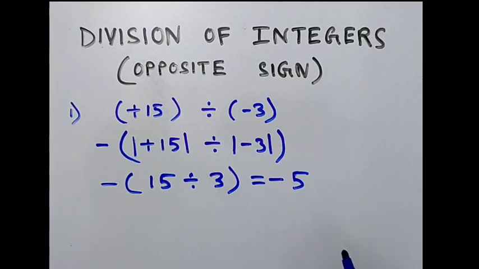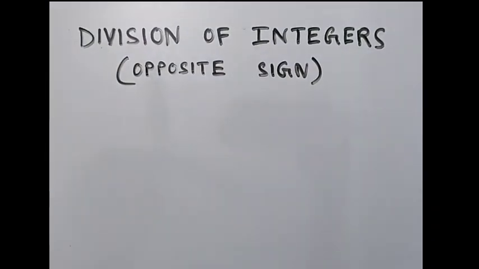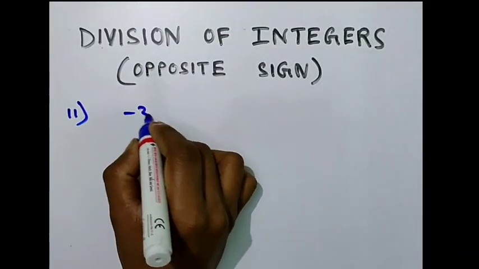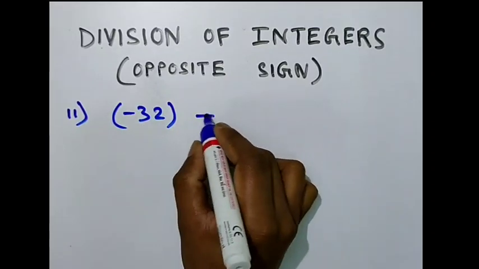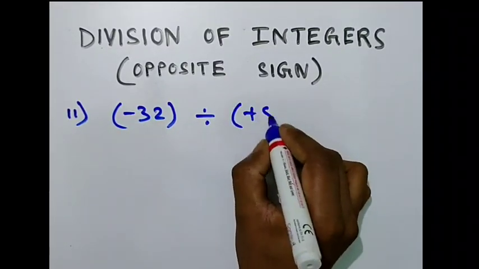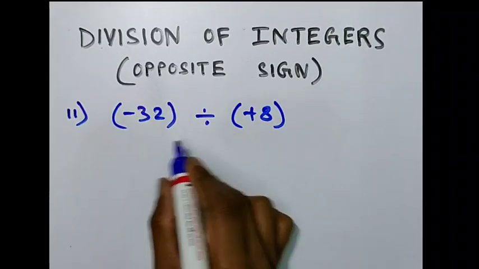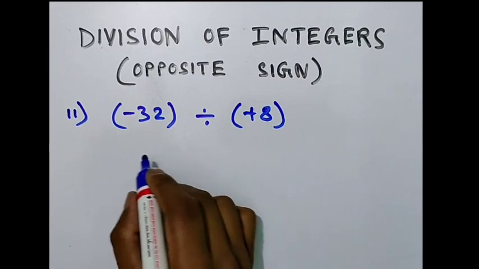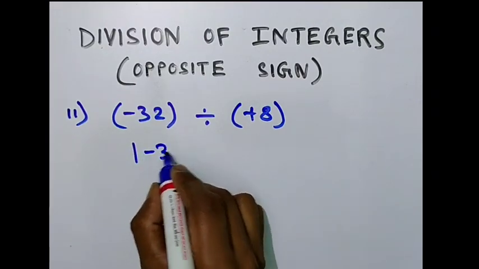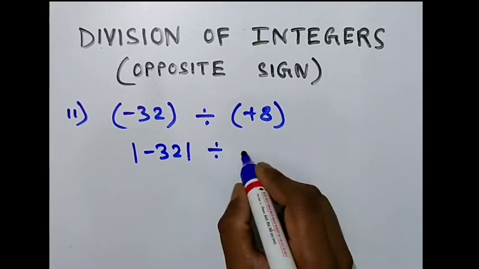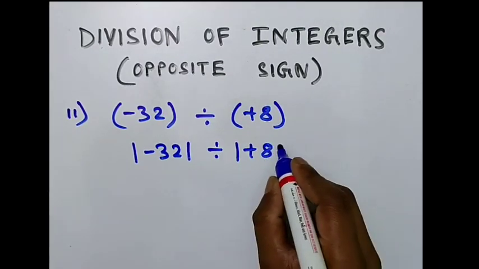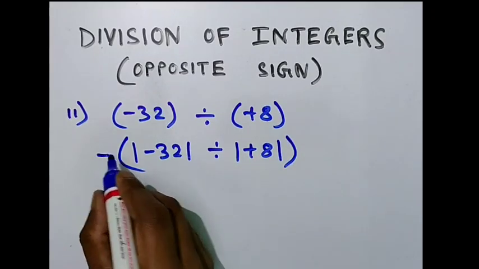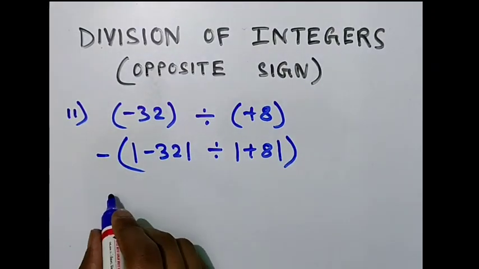Let's look at another example. So let's take negative 32 divided by positive 8. So here also the signs of the two integers are opposite. So we'll find the absolute value of 32 divided by the absolute value of positive 8. And it will result in a negative integer. So we'll put a negative sign.